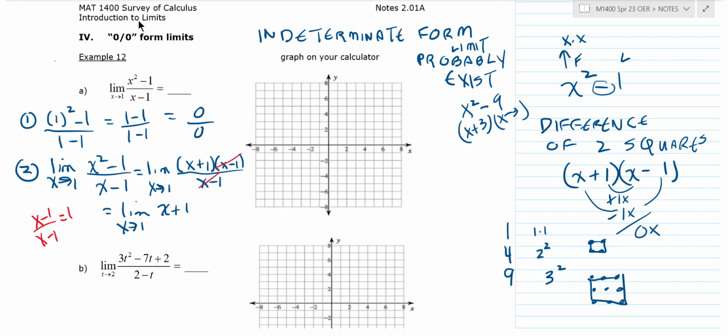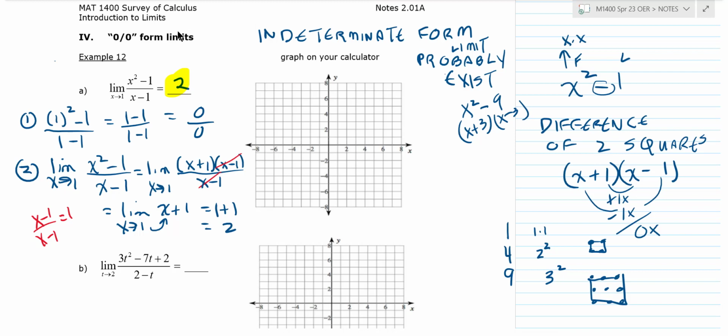You're going to find when we graph this on the calculator, it's going to look like this line right here, with one tiny exception. So if it's a linear function, we plug in and we're done with it. So we do get a numerical answer on this limit of 2. So we got 0 over 0.